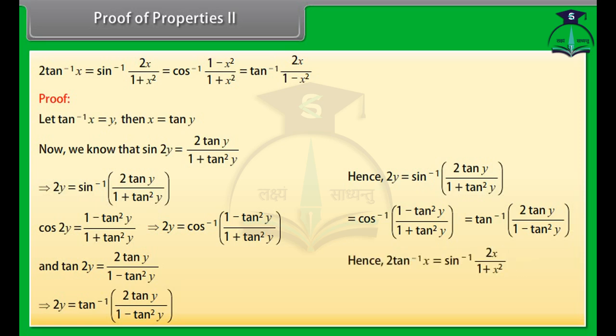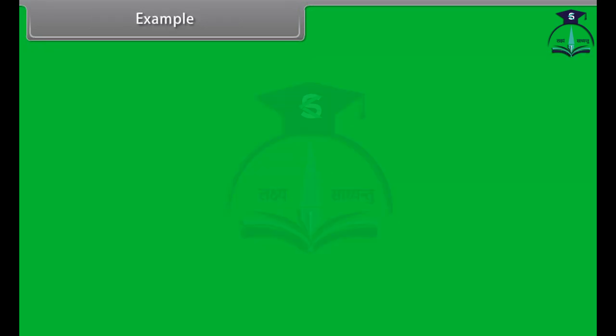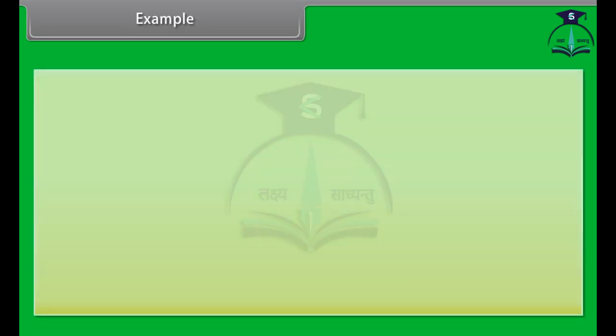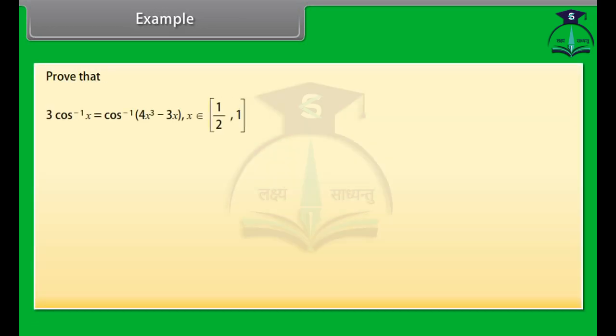Hence, 2 tan inverse x is equal to sine inverse 2x by 1 plus x square, which is equal to cos inverse 1 minus x square by 1 plus x square, which is equal to tan inverse 2x by 1 minus x square. Example. Prove that 3 cos inverse x is equal to cos inverse 4x cube minus 3x, x belongs to 1 by 2, 1.